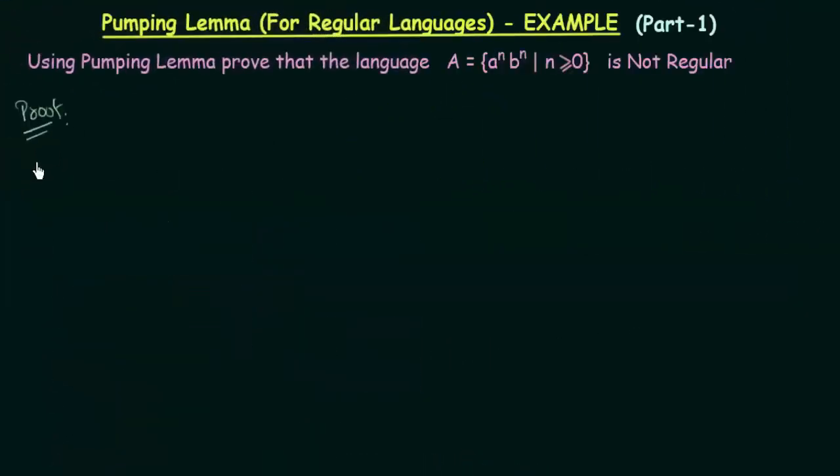So the first step is to assume that A is regular. Now if we assume that A is a regular language, then it needs to have a pumping length, and let me call the pumping length p. So we have a pumping length p such that any string whose length is greater than or equal to p should be able to be pumped.